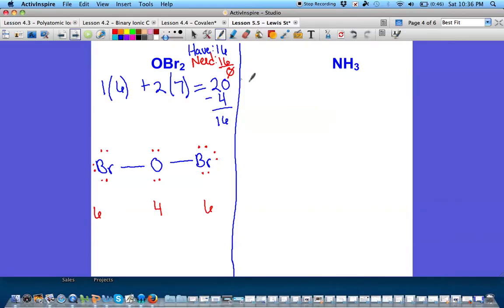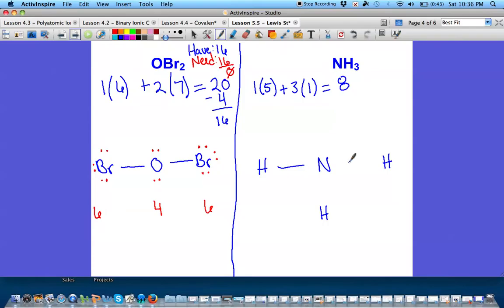Now let's take a look at nitrogen trihydride. We have one nitrogen. Nitrogen has 5 valence electrons. We have 3 hydrogen. Hydrogen has 1 valence electron. So 5 and 3, that gives us a total of 8. We're going to put nitrogen in the center of our compound because it has the least number. We're going to arrange the hydrogen around it. Now it doesn't matter where I put this 3rd hydrogen because no matter how I turn my molecule, it's always going to look the same.